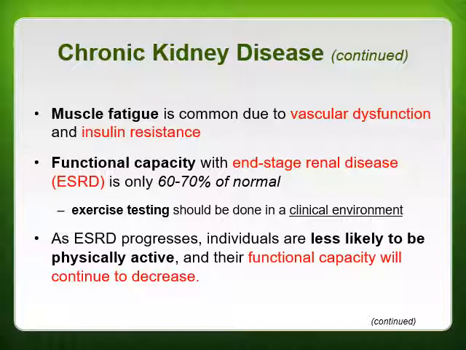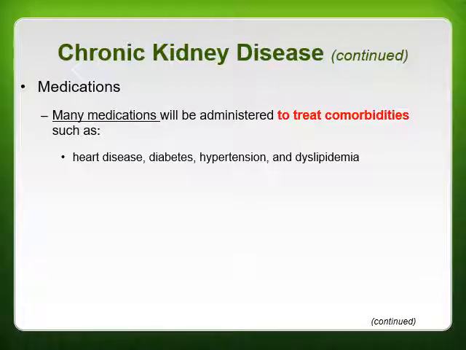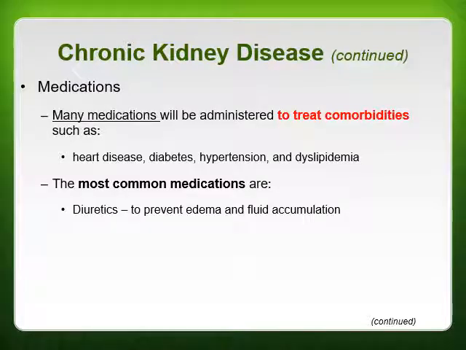As end-stage renal disease progresses, individuals are less likely to be physically active just because they're in a bad way, and their functional capacity will continue to decrease. Lots of medications will be administered to treat the other diseases that go with it, like heart disease, diabetes, hypertension, and dyslipidemia. Most common are diuretics. These will prevent edema and fluid accumulation, but they can also promote dehydration. So that's something to be concerned with.